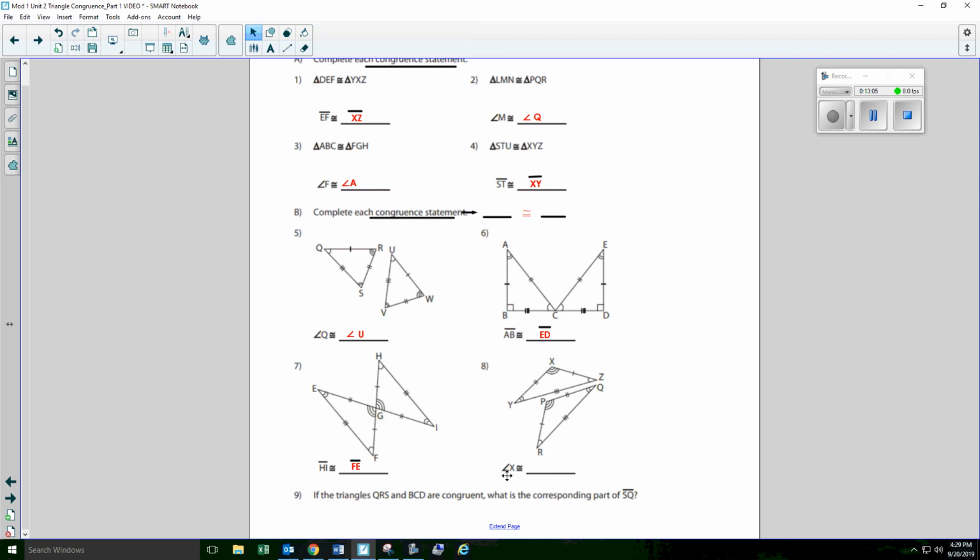All right, lastly, angle X. I look at angle X, it has 3 arcs. So I look over here, which one has 3 arcs? P, angle P. And there's my answer. You see, this is not very hard.